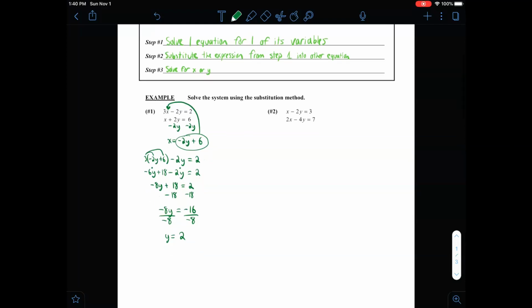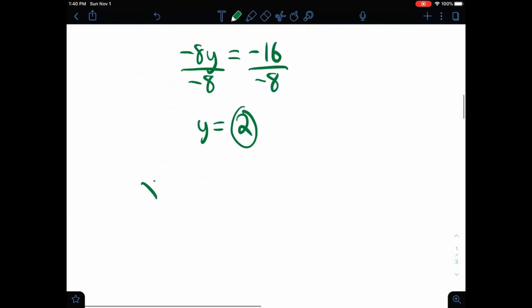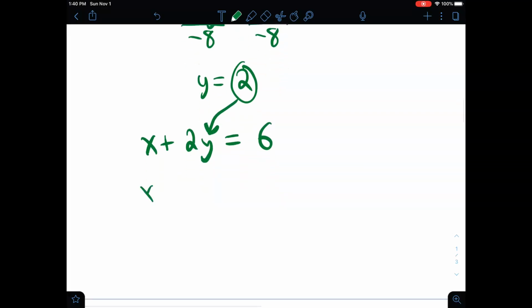So I'm going to take this 2, and I'm going to pick the second equation. You can pick either one of these equations, those are totally fine. I'm going to plug into the second equation, which was originally x plus 2y equals 6. I'm going to take this 2 and plug it in for y, because y equals 2, so we can replace y with 2. x plus 2 times 2 equals 6. What's 2 times 2? It's 4.